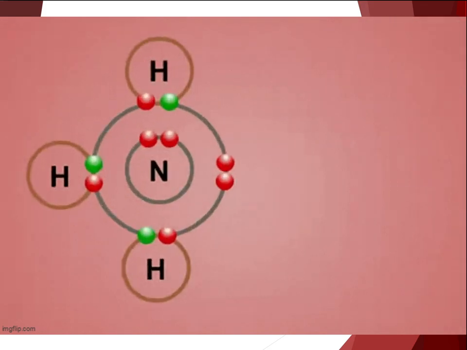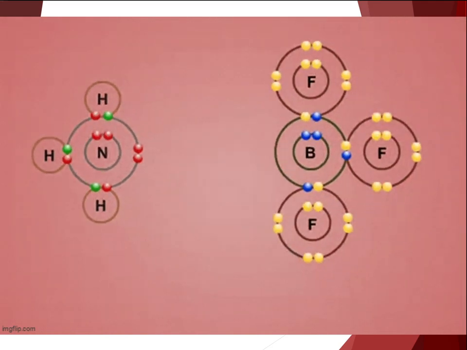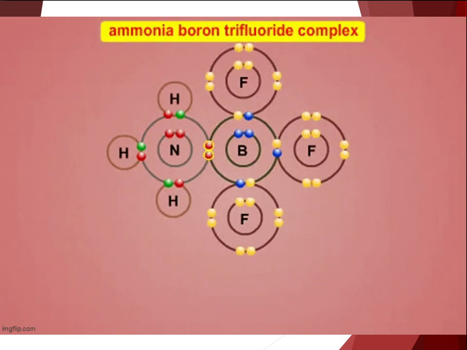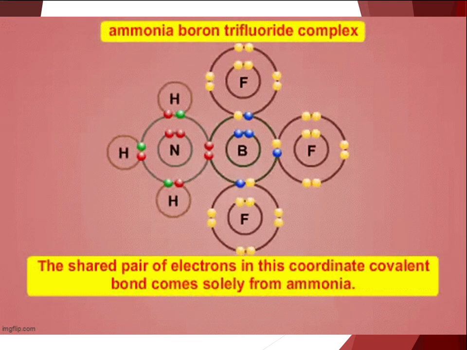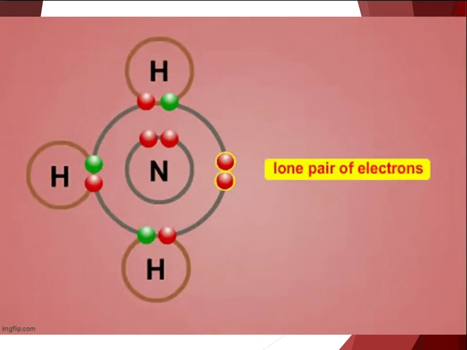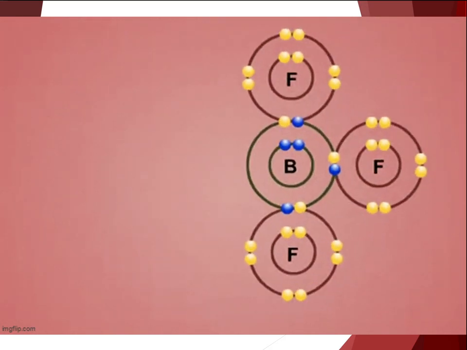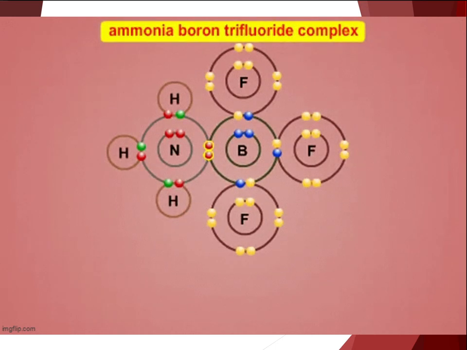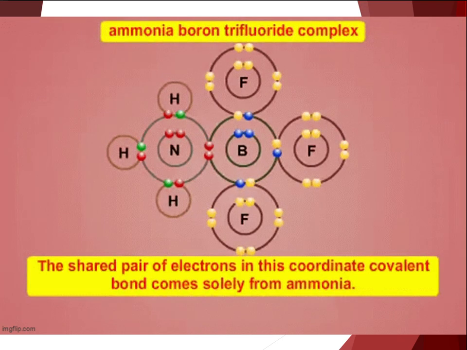A coordinate covalent bond is formed when one molecule donates its lone electron pair to another molecule. A molecule of ammonia shares its lone pair of electrons with a molecule of boron, for example, in boron trifluoride, to form an ammonia-boron trifluoride complex.